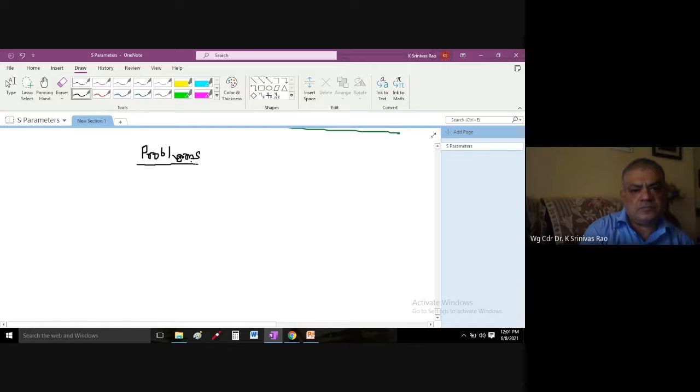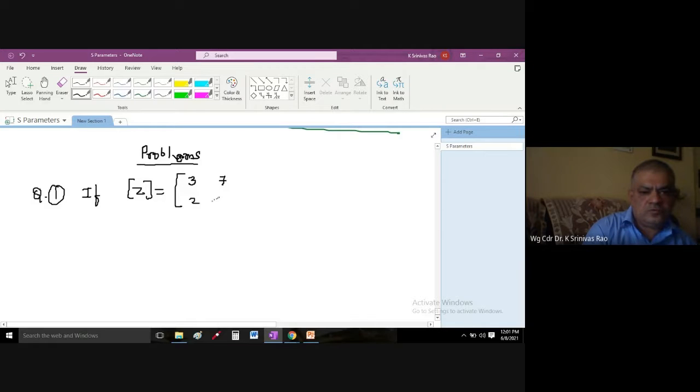We'll try to solve some numerical problems. Okay. Question number 1. If given Z parameter is equal to [3 7; 2 5], if this is the question, then they will ask you to calculate, find the S matrix.